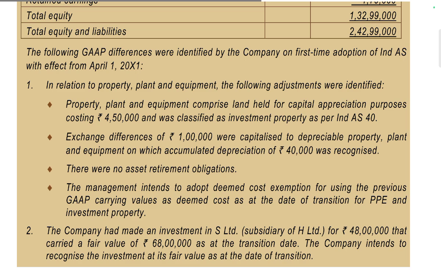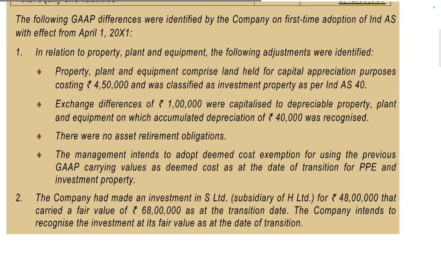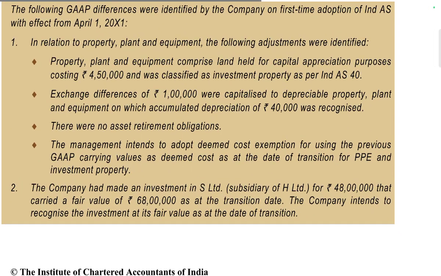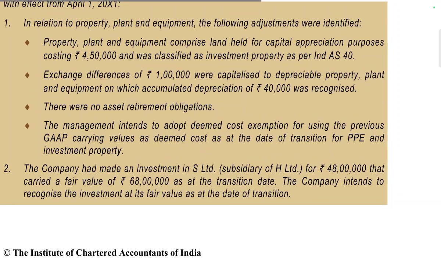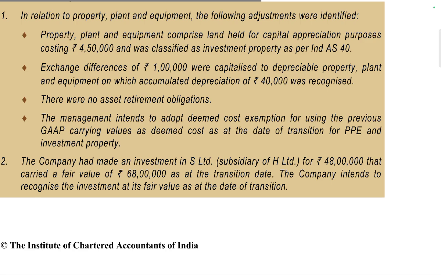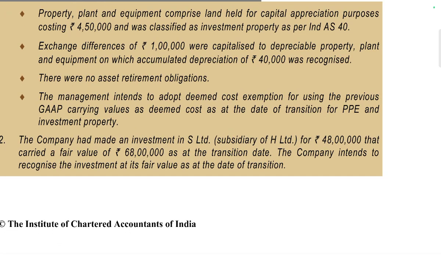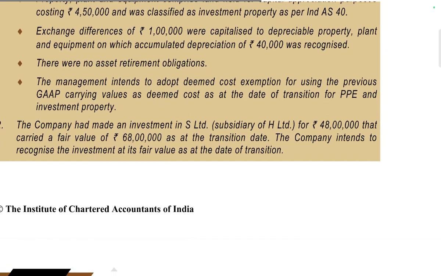The following GAAP differences were identified by the company on first-time adoption of Ind AS, and the effect on 1st April 2000. In relation to plant, property and equipment, the following adjustments were identified. Plant, property and equipment comprised land held for capital appreciation purposes of 4,90,000, to be classified as investment property, and as per Ind AS 21, an exchange difference of 1 lakh was capitalized in depreciable property. On plant equipment, accumulated depreciation of 40,000 was recognized.